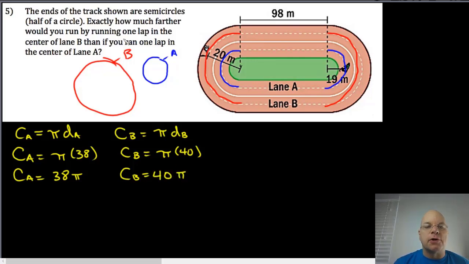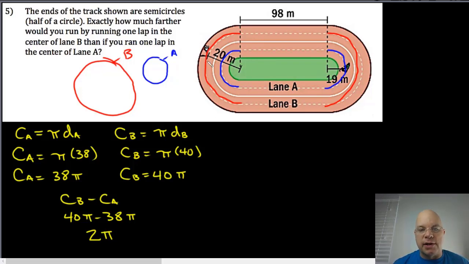But it asks how much farther you would run in lane B, the outside lane. So we want to take circumference of B and subtract circumference of A, which would be 40 pi minus 38 pi. In both terms, we're counting pi, so it's okay to subtract. It's like if I said $40 minus $38, that would be $2. 40 pi minus 38 pi is 2 pi. And the units would be meters, because the radii are given to us in meters. So 2 pi meters would be the difference in the distance run by the runner in the outside lane compared to the inside lane.